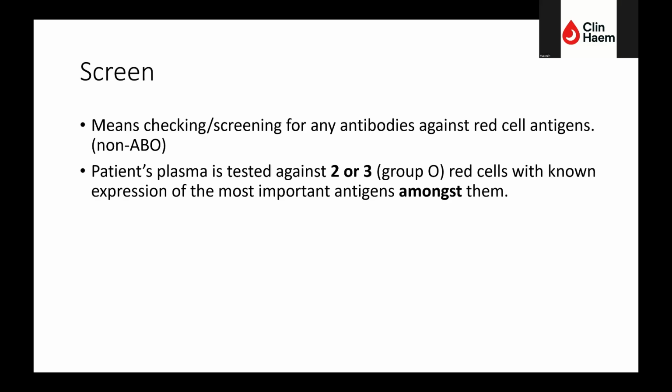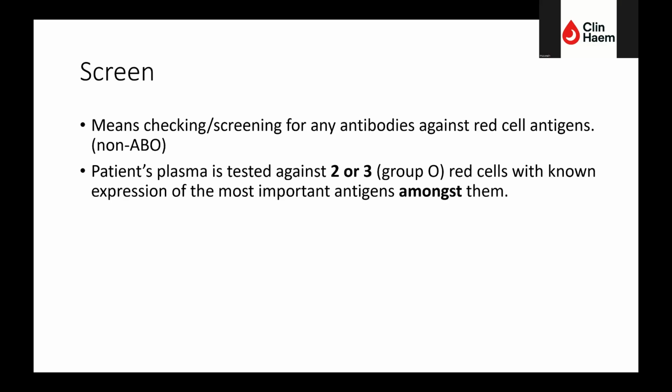So in this screen, we use two or three cells which have known expression of the most common and most important antigens. All of the cells that we use for screening are group O because we don't want interference with ABO antigens. Group O cells won't have any A or B antigens. That's why the screening cells are group O cells, which have known expression of the most important antigens from other blood group systems among them.